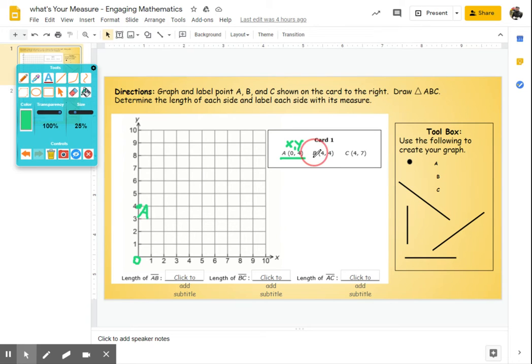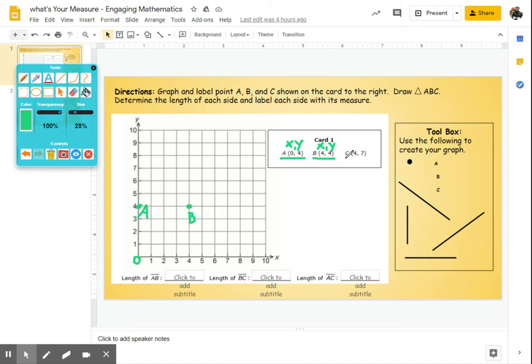So now let's do the same thing for point B. Point B is at 4, 4. Again, the first number is my x. The second number is my y. So I'm going to go to 4 on my x. I'm going to go up to 4 on my y. And I'm going to put a dot right there for point B, which is at 4, 4.